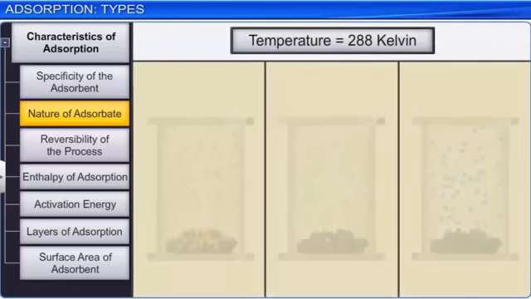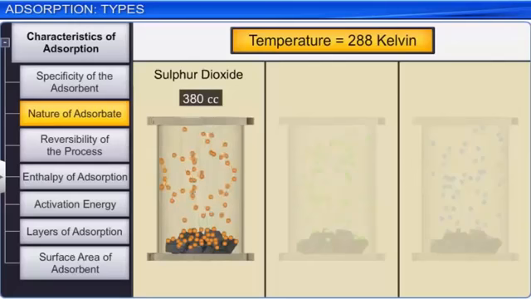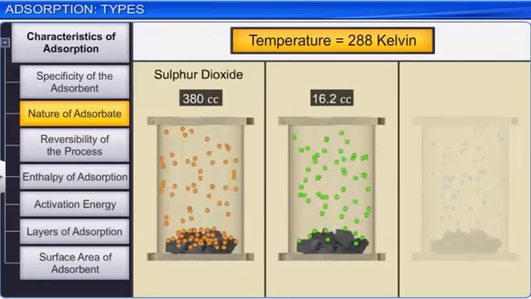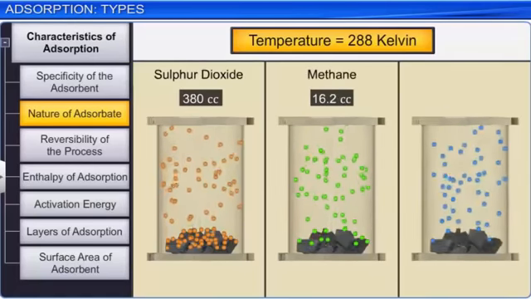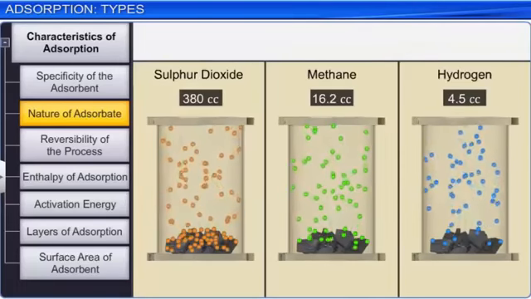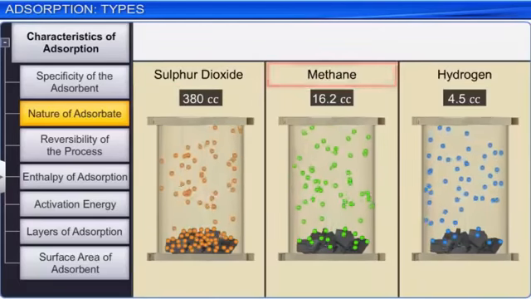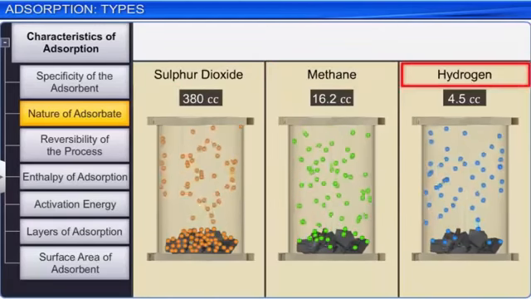For example, at 288 Kelvin, 1 gram of charcoal adsorbs 380 cc of sulfur dioxide, 16.2 cc of methane, and only 4.5 cc of hydrogen. The volumes of sulfur dioxide, methane, and hydrogen are reported at STP conditions.